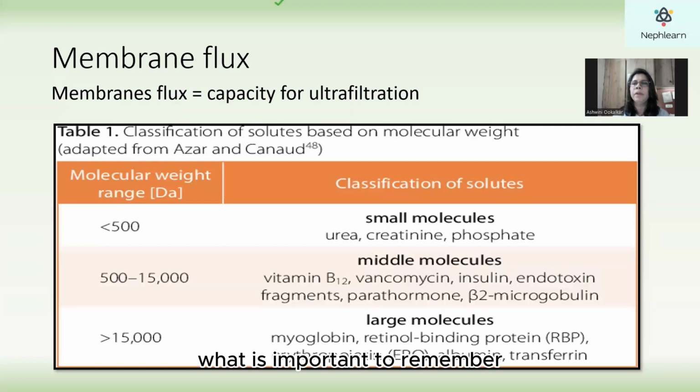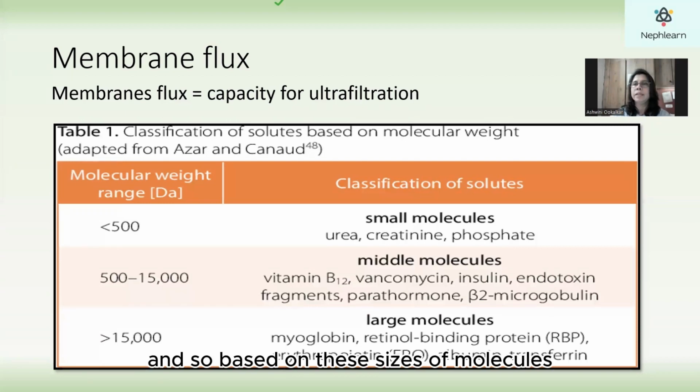What is important to remember is that the small molecules include urea and creatinine and phosphates, which we want easily removed. So most membranes do that. But the middle molecules have a mix. Some of these we want to remove, like beta-2 microglobulin or endotoxin fragments, but we don't want to remove the vitamin B12 or parathormone. And similarly, in the large molecules also, there are some like albumin, which we don't want to remove, transferrin also, and erythropoietin also. But maybe in a case of myoglobinuria, you may want to remove the myoglobin.